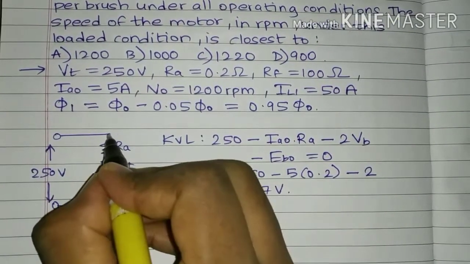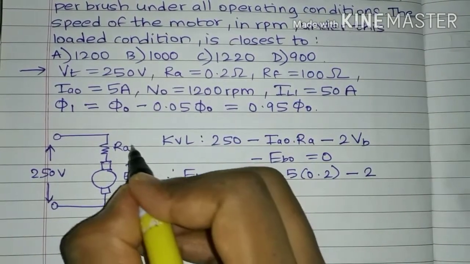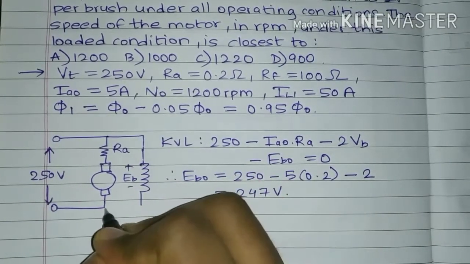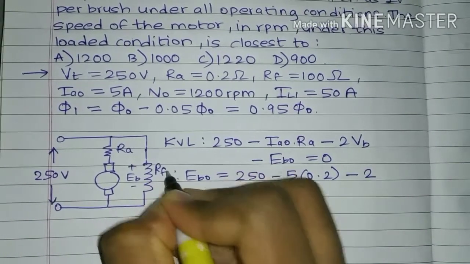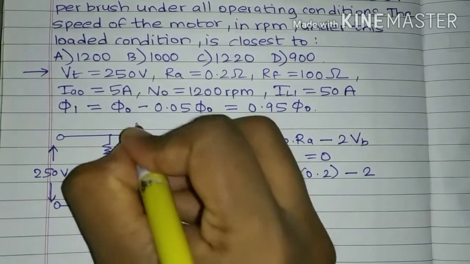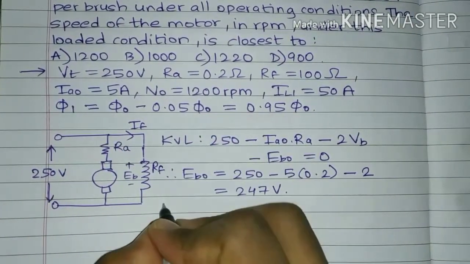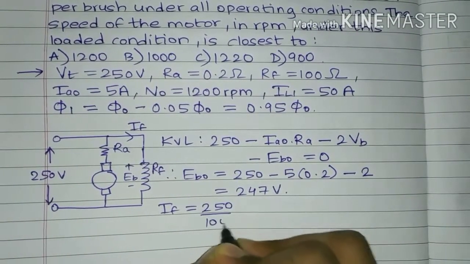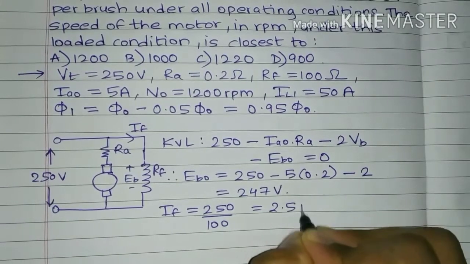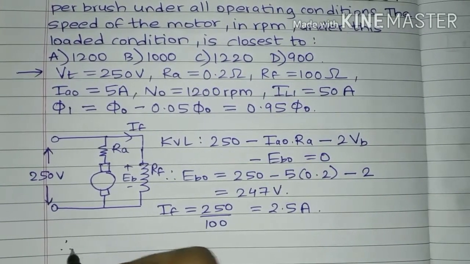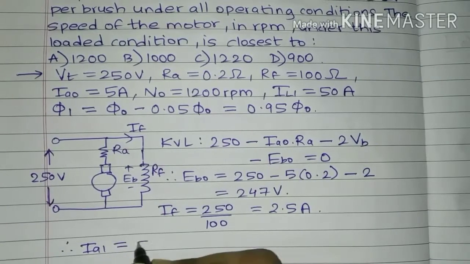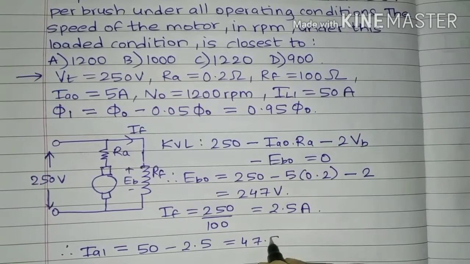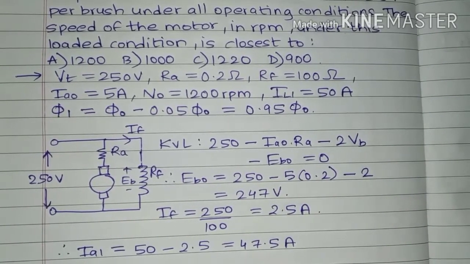Since this is a shunt motor, there will be a shunt branch or the field winding which is connected in shunt. So this is RF and the current flowing through this winding is IF, which is the field current. So IF is equal to 250 upon 100, which is equal to 2.5 ampere. Hence IA1 is equal to 50 minus 2.5. Since 50 is the line current and we need the armature current, it is equal to 47.5 amperes.